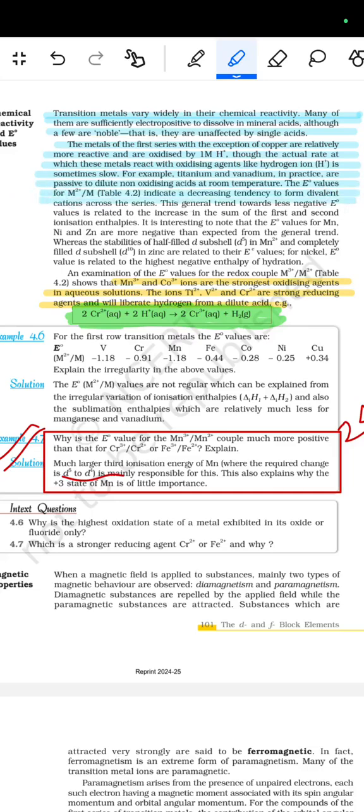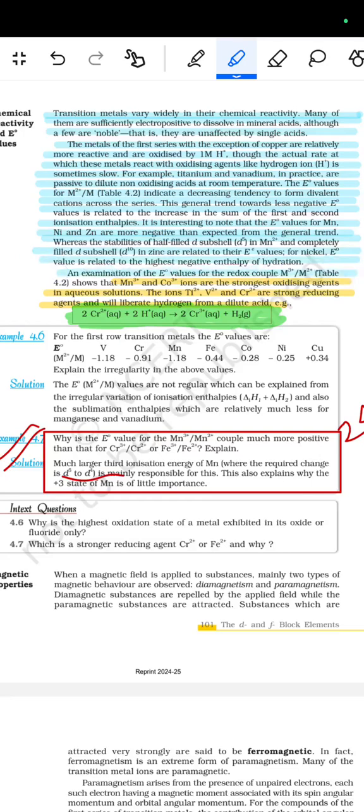This general trend towards the less negative electrode value is related to the increase in the sum of the first and the second ionization enthalpy. It is interesting to note that the electrode values for the Mn, nickel and the zinc are more negative than expected from the general trend, whereas the stability of the half-filled d subshell d5 in the Mn2+ and completely filled d subshell d10 in the zinc are related to the electrode values. For nickel, value is related to the highest negative enthalpy of the hydration.